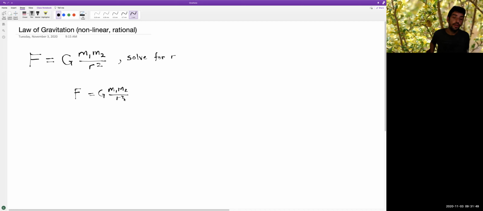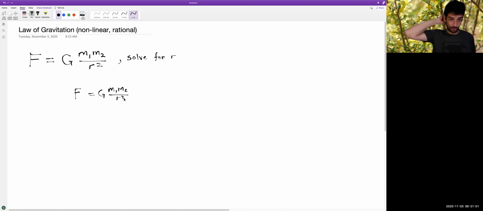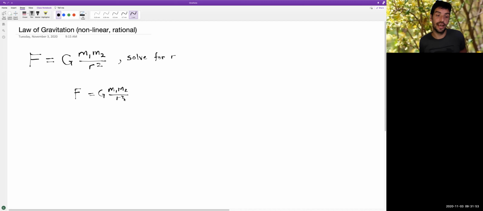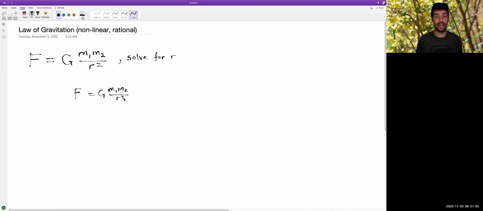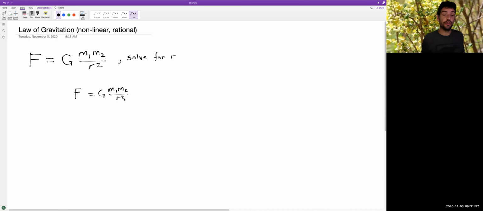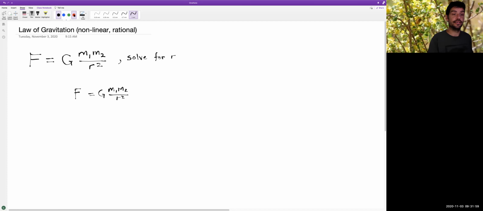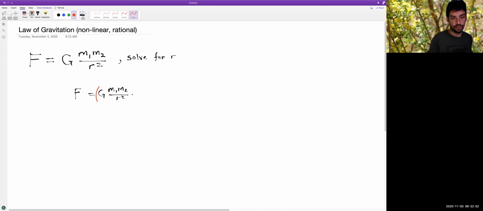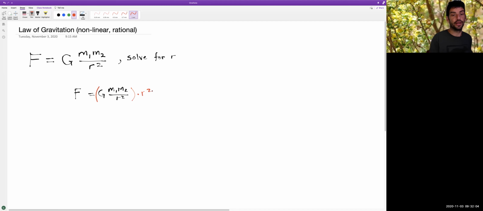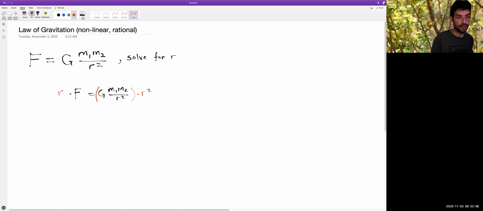So right now, I've got r squared in the denominator. I always like to think how this is going to finish at the end. I want to have r equals something. So I need to get it out of the denominator. I hate that it's there. So the first thing I'm going to do is multiply both sides of this equation by r squared.